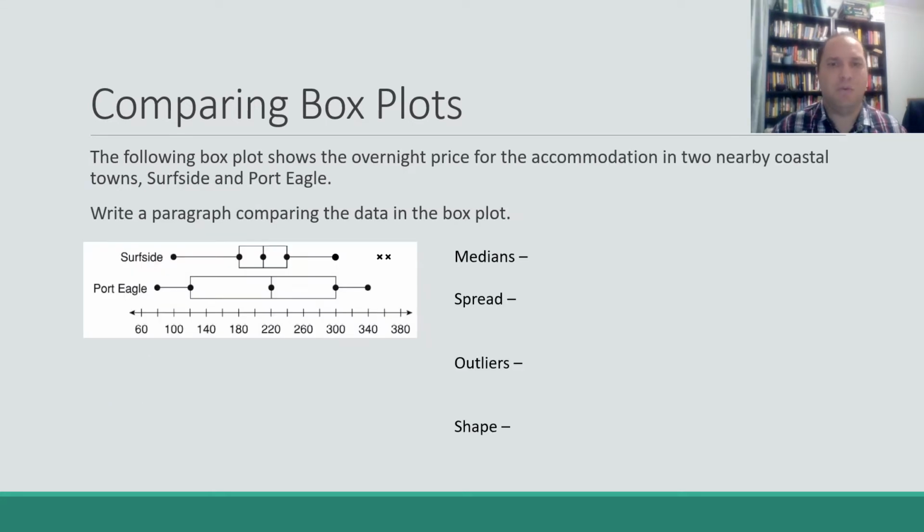So let's do an example. We're going to look at 2 box plots that show the overnight price for accommodation in 2 nearby coastal towns, Surfside and Port Eagle. Now we have to write a paragraph comparing the data in the box plots.